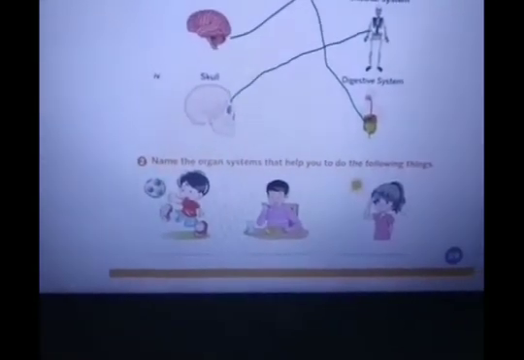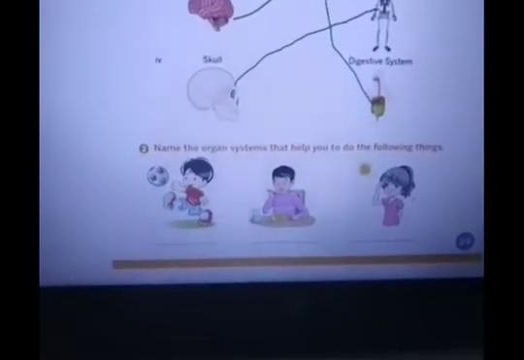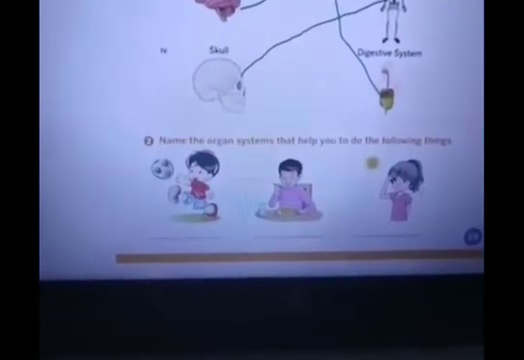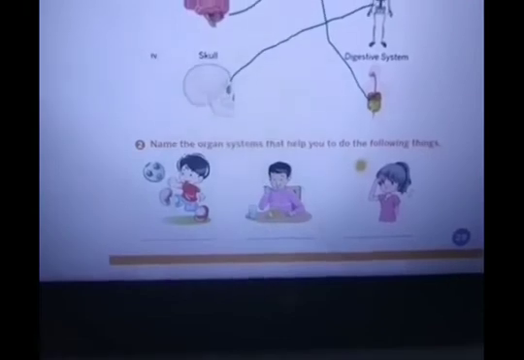For the next, the child is eating. So which system is helping over here? As I told, a number of systems work together to perform a particular activity. But here majorly we are going to speak about the digestive system. Okay, you can write the digestive system, or along with the digestive system, you can also write the muscular system.